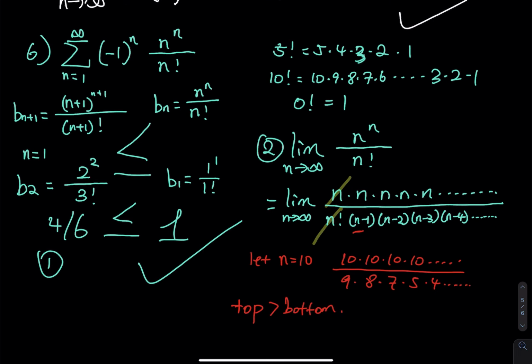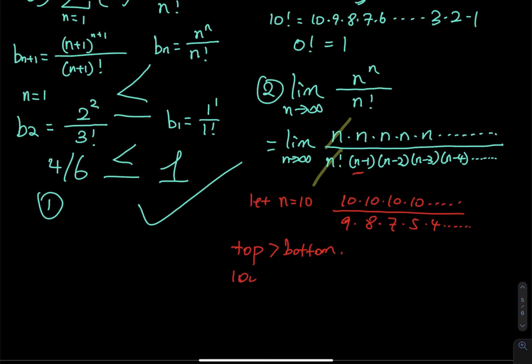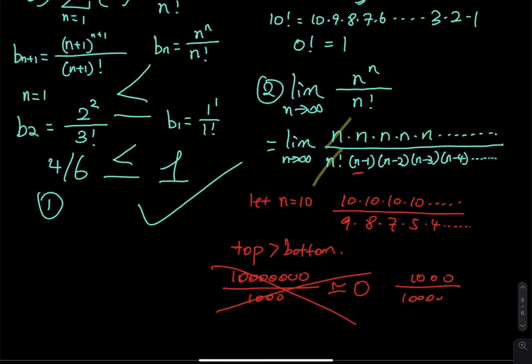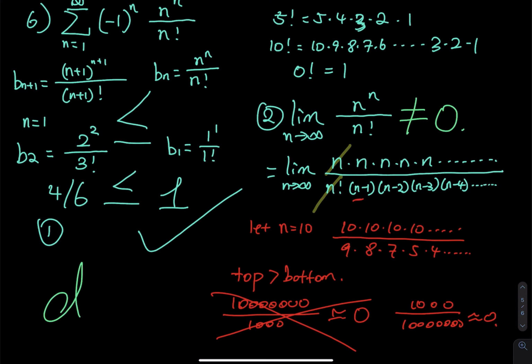Just like this. Let's say this divided by this. Does that approach 0? Is that going to be close to 0? The answer is no. That is not true. But if you have this on the other side, that will be close to 0. So since the top is greater than the bottom, that means the limit is not going to be equal to 0. It's not even close because the top is so much greater than the denominator. Then number 2 is not satisfied. Since number 2 is not satisfied, the entire series is divergent.